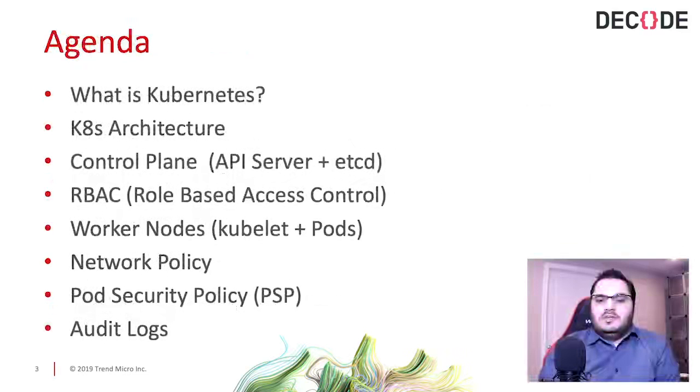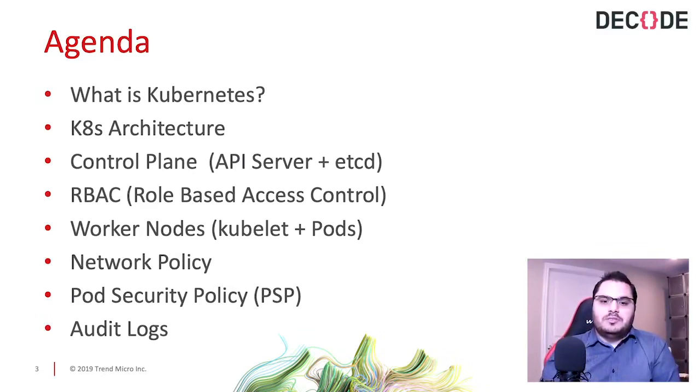So the agenda for today is basically to give you an overview of what Kubernetes is, how it works, what the Kubernetes architecture is, the different components that we have in your cluster and how they communicate with each other, right? Then we're gonna go over some best practices, talking about the control plane, which is the master node, and a few components, the API server and the etcd. And we're gonna go into RBAC, which is the role-based access control. Then worker nodes, talking about kubelets, pods, and some security features that are available for you.